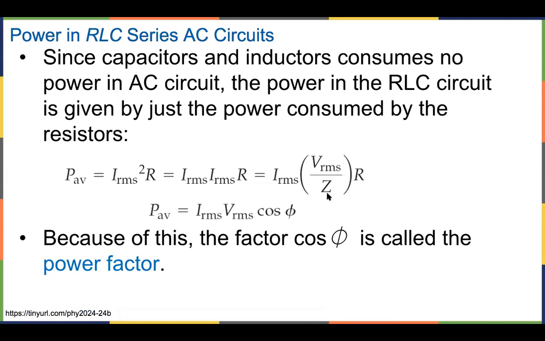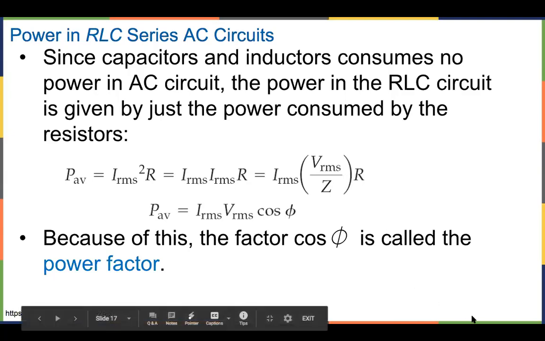So then, for the expression over here, you write I in terms of V RMS divided by Z. So the average power becomes V RMS times I RMS times R over Z, all right? Now R over Z, we know Z, let me write this on my paper here so you can also see.